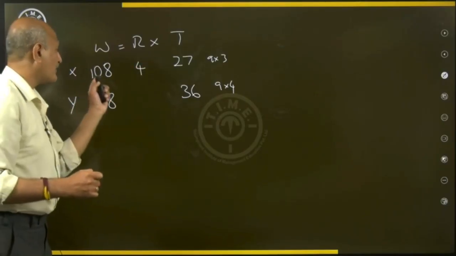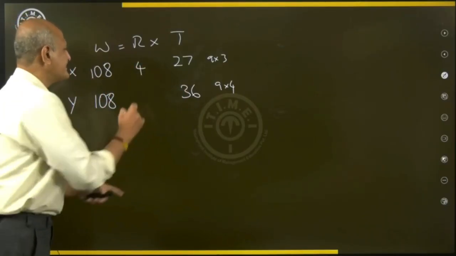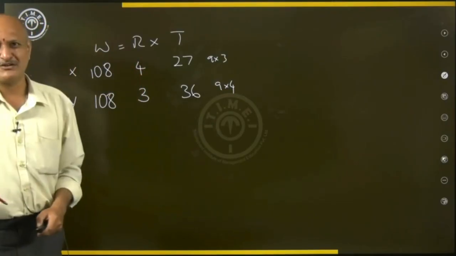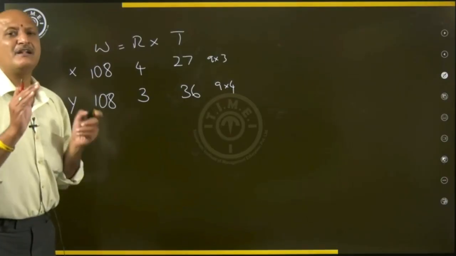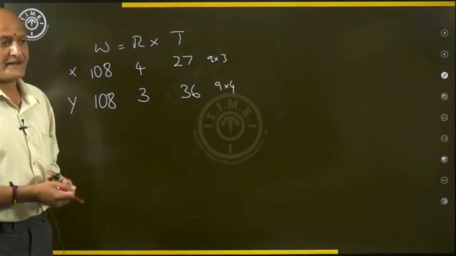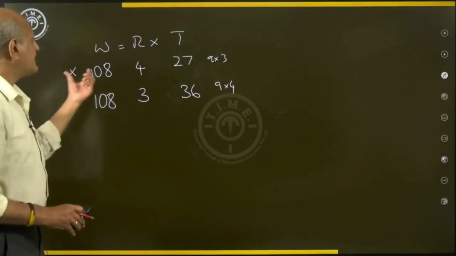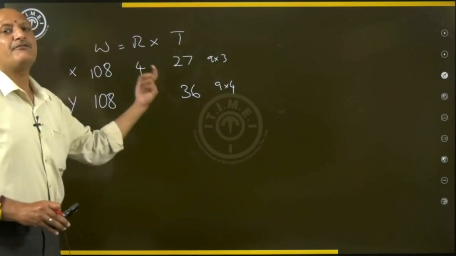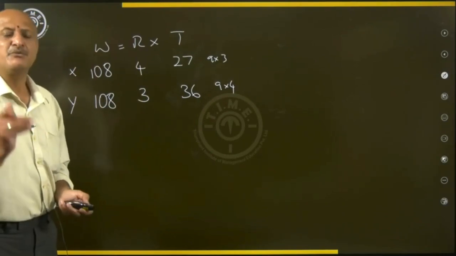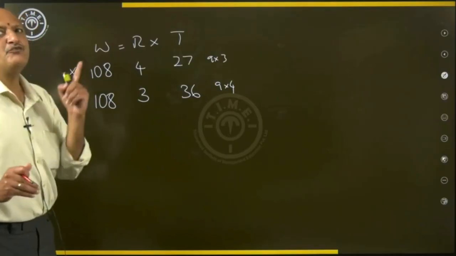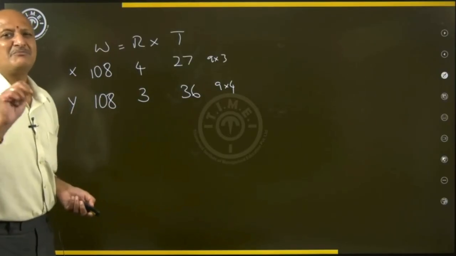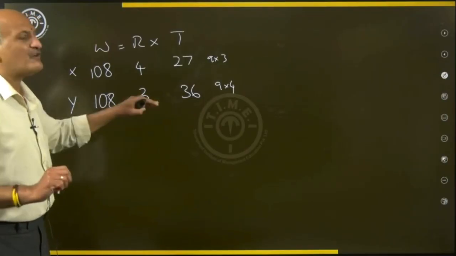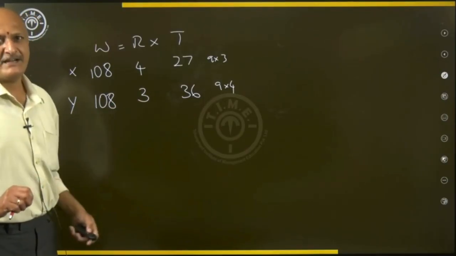27 into 4 is 108. In the same manner, 36 into 3 is equal to how much? It is 108. So what did we assume here? We assumed, let the work be equal to 108. And thereby we found that the rate of X is equal to 4 and the rate of Y is equal to 3. In other words, X can do 4 units of work in 1 day. Y can do 3 units of work in 1 day. This is our understanding about X and Y.